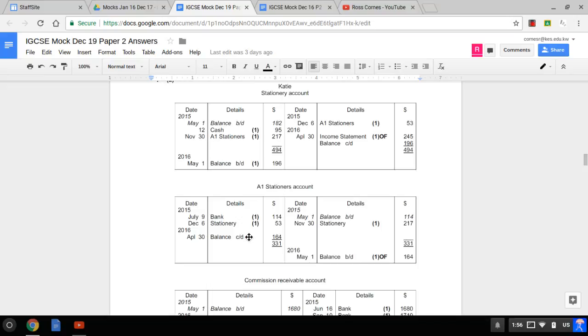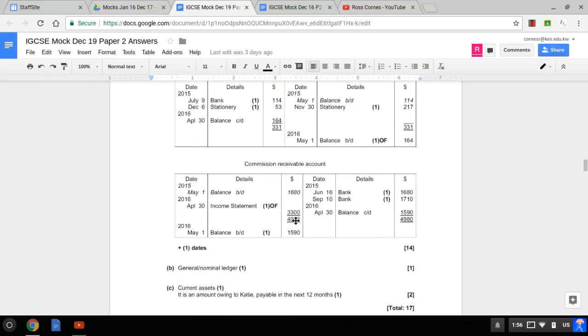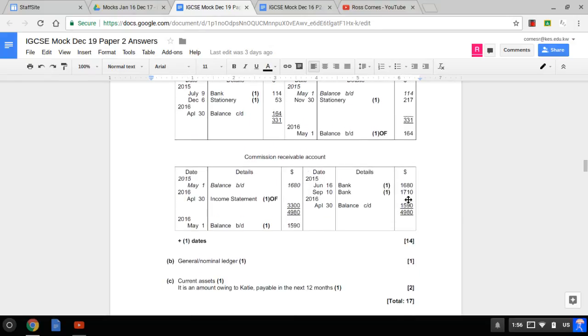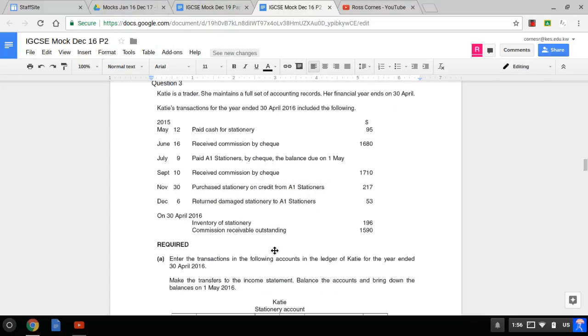And there was also the 53, the returns of stationery that cost 53. That's going to reduce the amount of money that Katie owes to A1 Stationers, and then you calculate the balance carried forward. And then the commission receivable account was generally pretty well done. I think nearly everybody got these two figures in the right place. The balance brought down, you're told in the question, was commission receivable outstanding. That would be an asset.